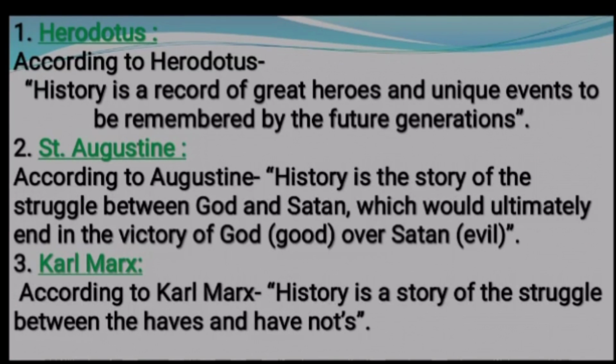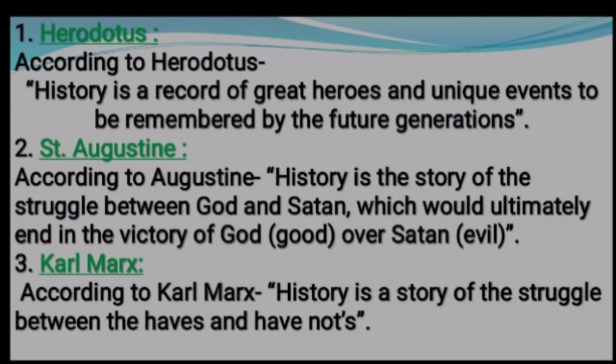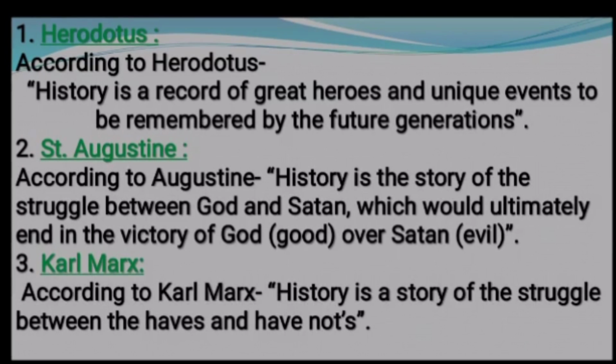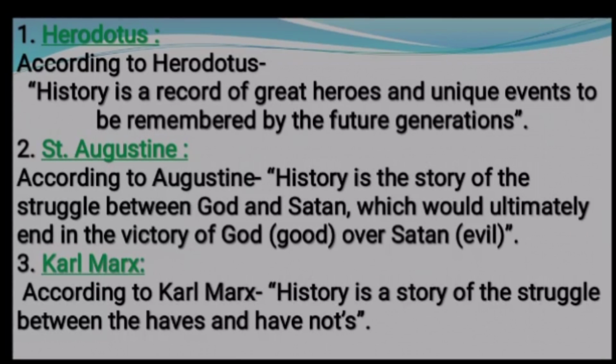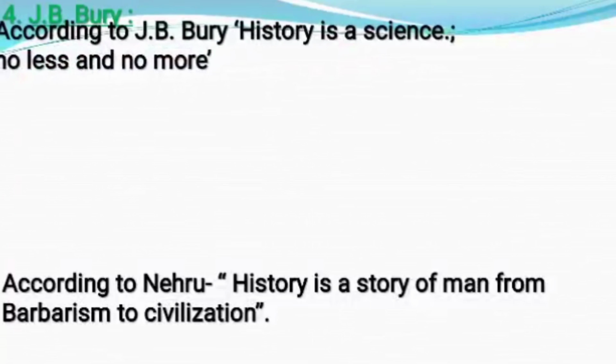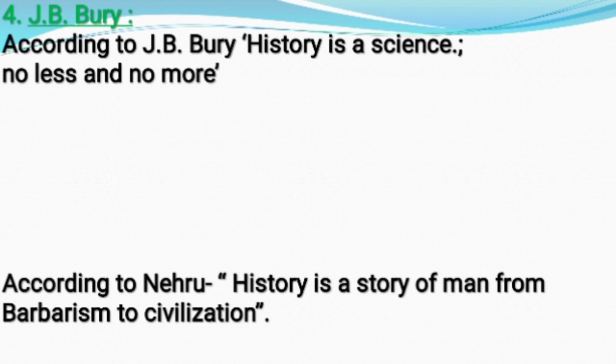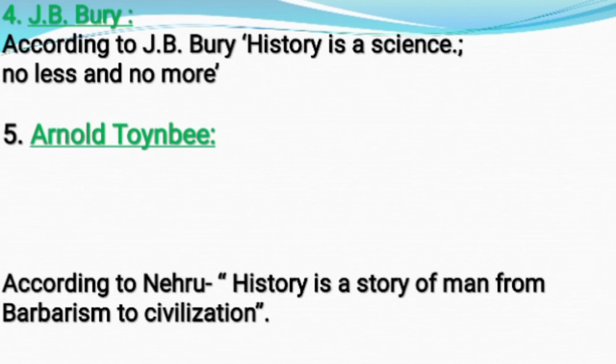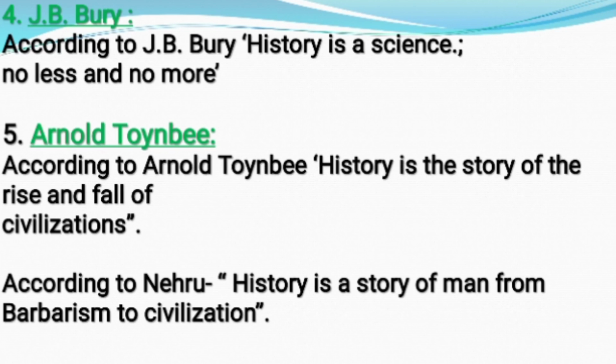Then the fourth definition is relating to J.B. Bury. According to J.B. Bury, history is a science, no less, no more. Then definition number 5, given by Arnold Toynbee. According to Arnold Toynbee, history is the story of the rise and fall of civilizations.